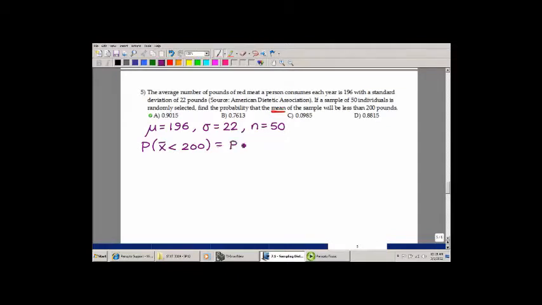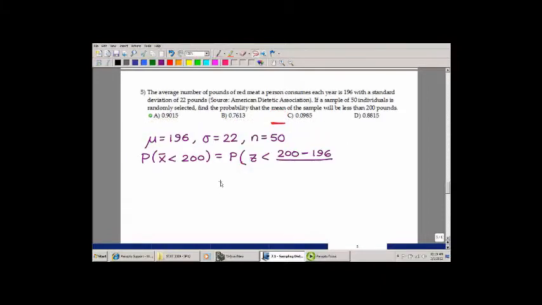So let's convert this over to a z. So we'll take our x bar, which is 200, minus the mean of 196, the mu of x bar, which is the same as the mu, divided by sigma over the square root of n, 22 divided by square root of 50.